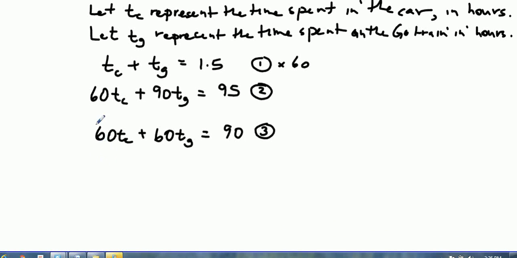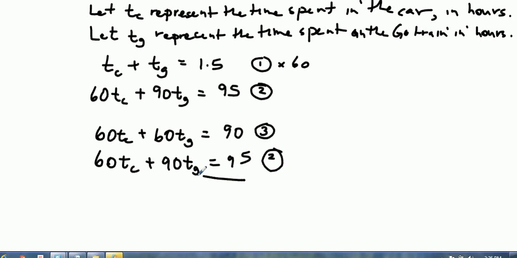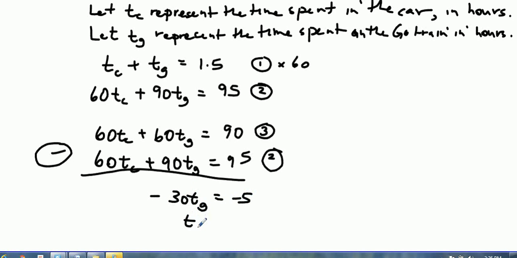And then the next one is going to be 60 TC plus 90 TG equals 95. All right, and that's still 2. Now subtract, because these are the same. We get 0 here, and we get minus 30 TG equals minus 5. And TG then is 5 divided by 30. I think I will just do it as a decimal.